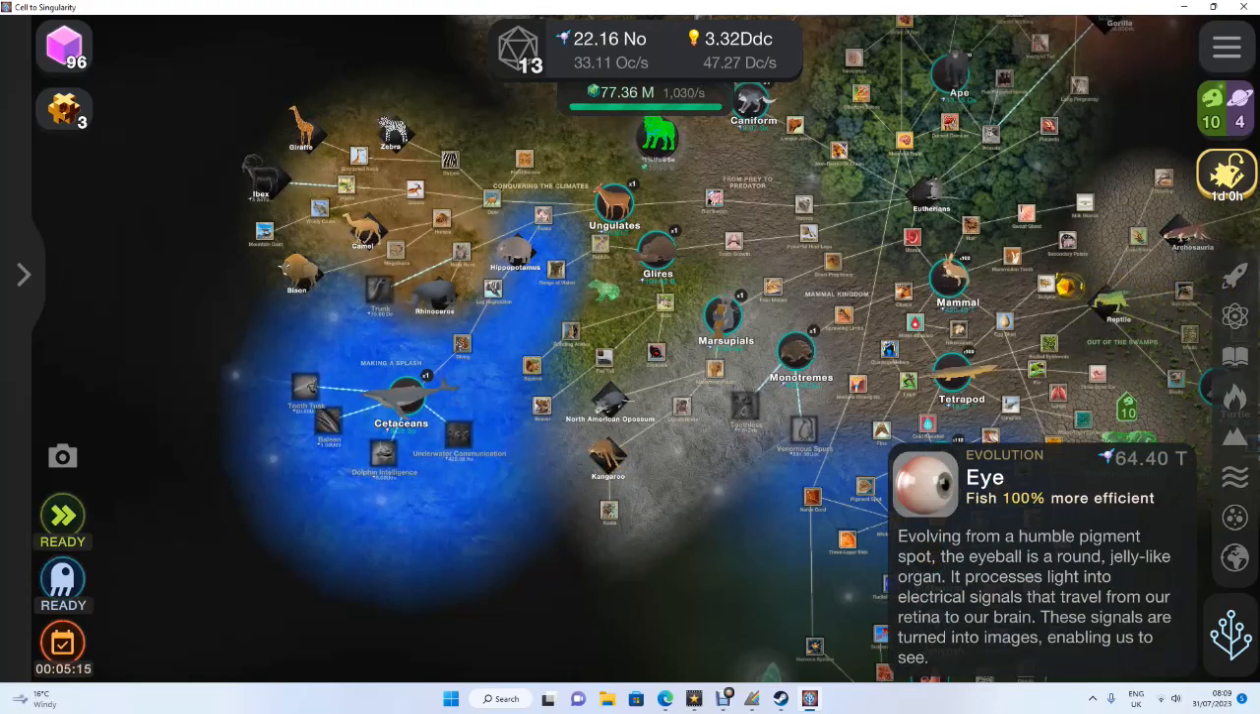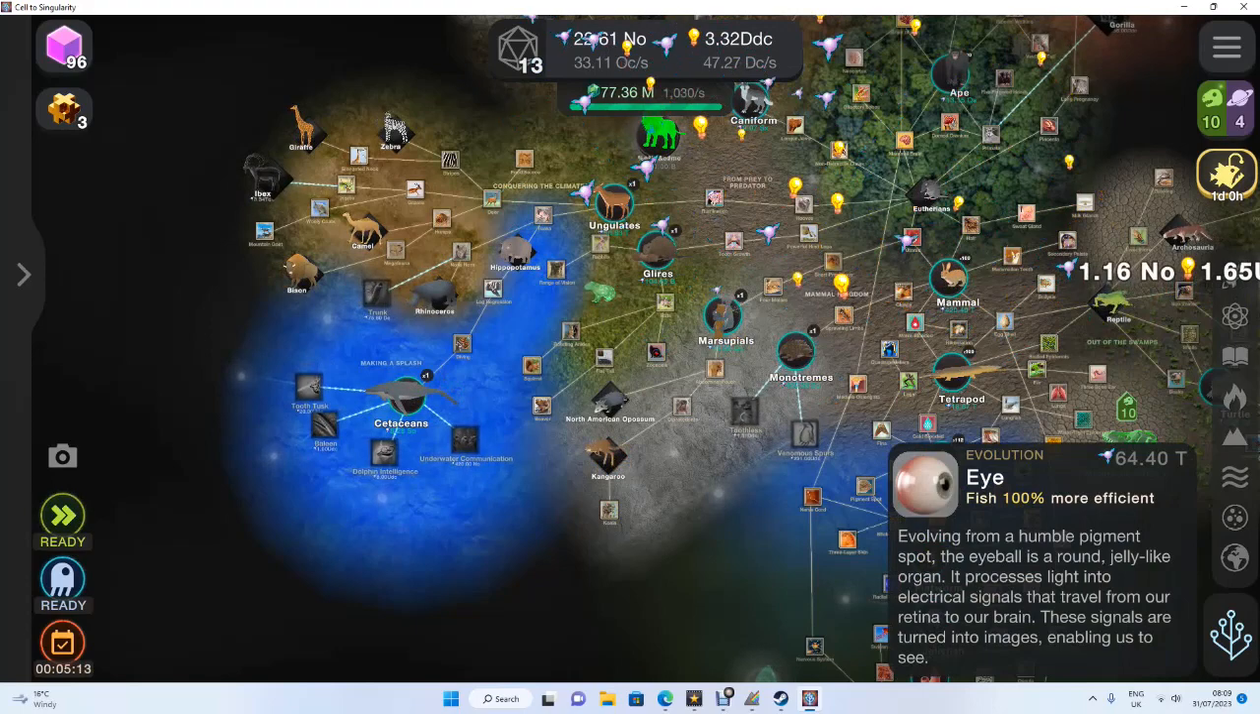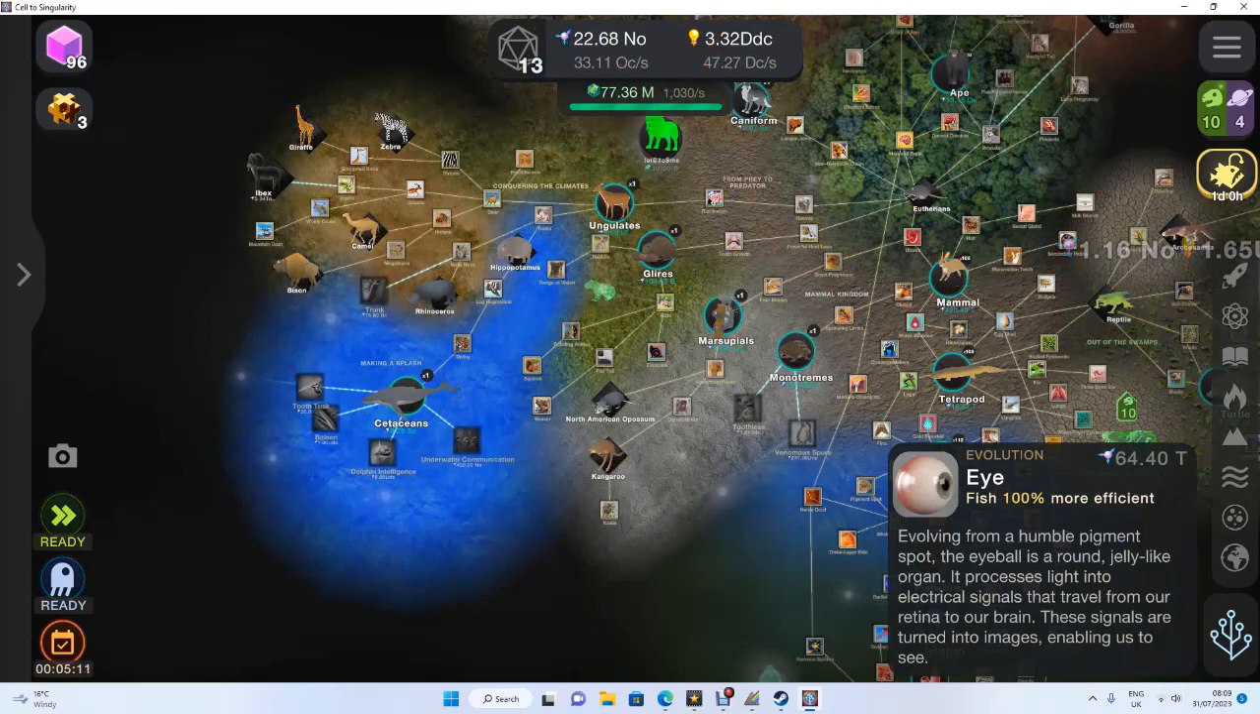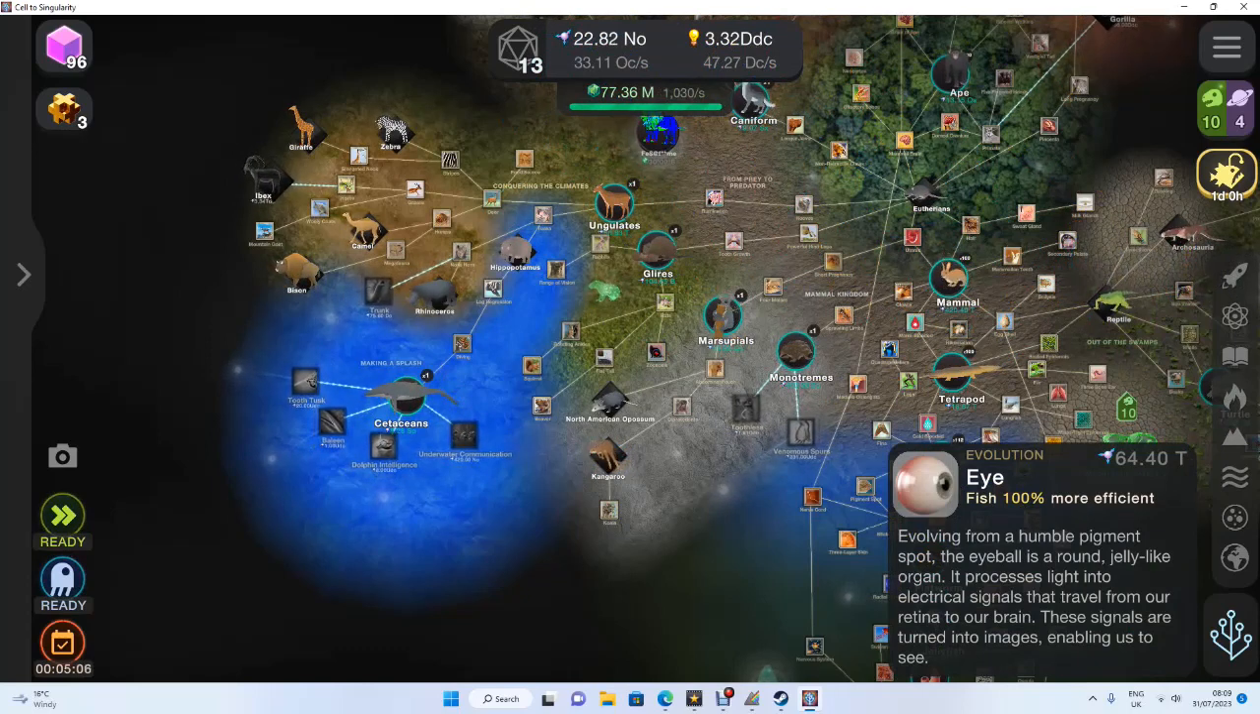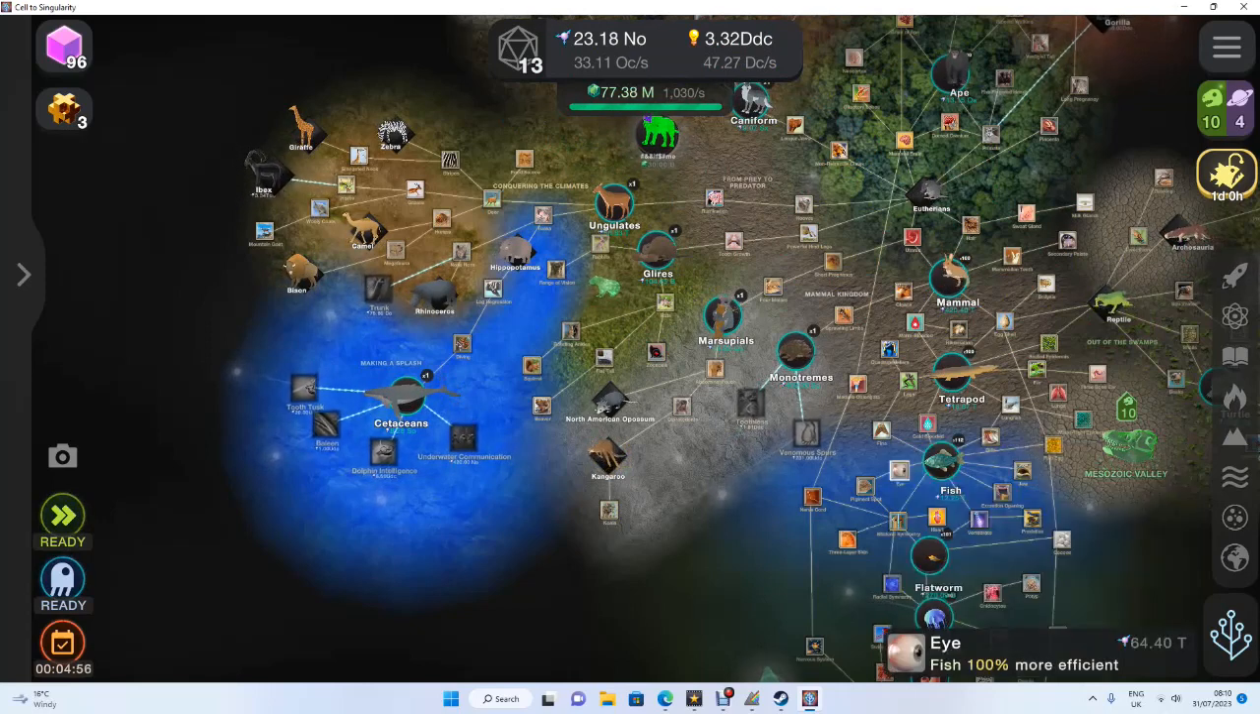Why that picture? Evolving from a humble pigment spot, the eyeball is a round, jelly-like organ. Ew. It processes light into electrical signals that travel from a retina to our brain. These signals are turned into images, enabling us to see. Cool.